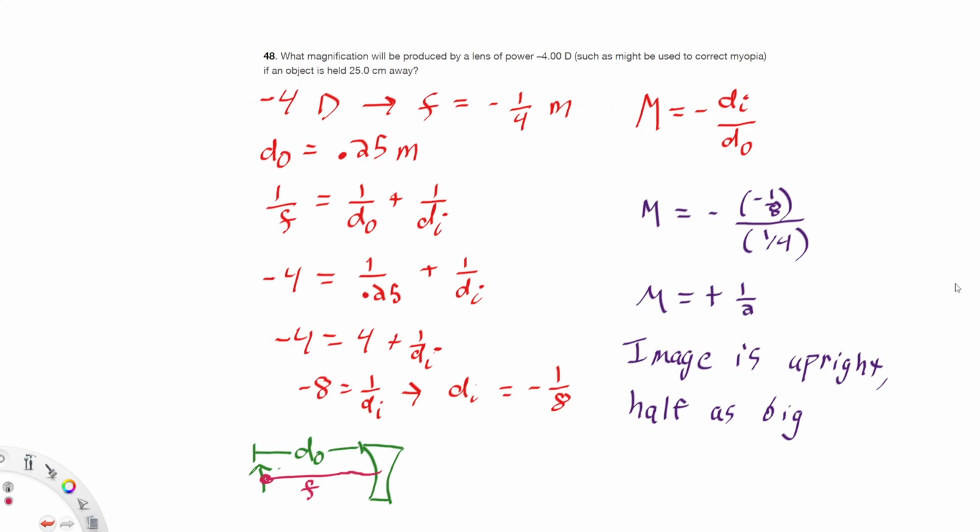And then the image distance is an eighth. So it's halfway along this distance. And because the image distance is negative, we know that it's actually on the same side of the lens as our real object.